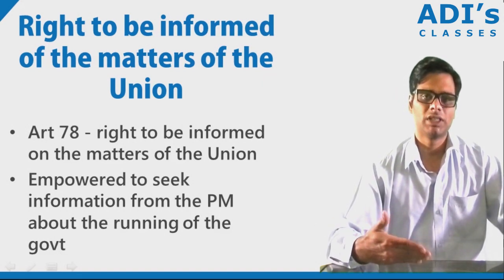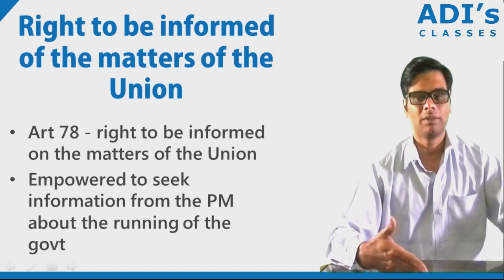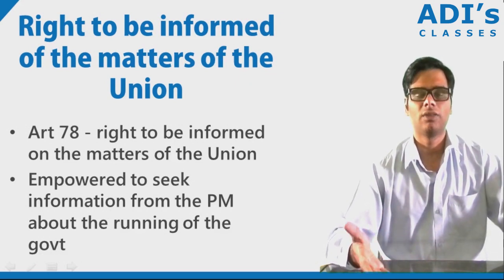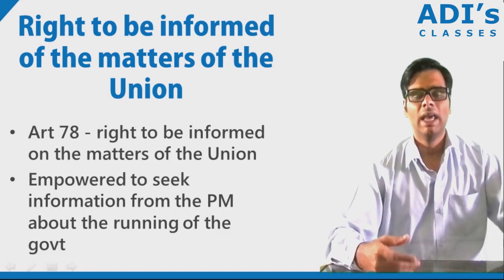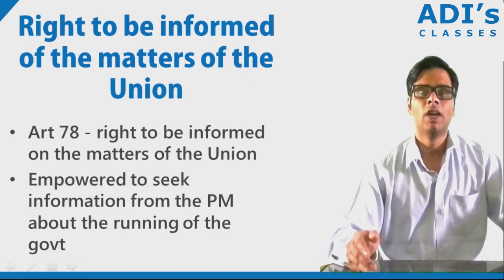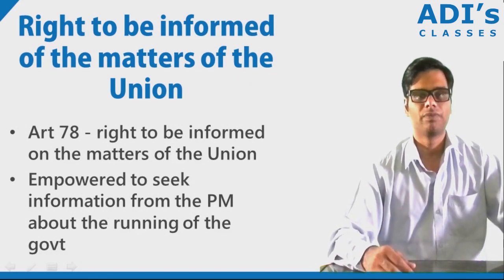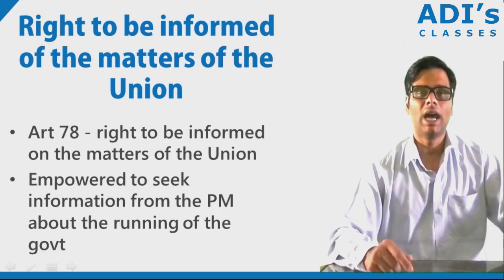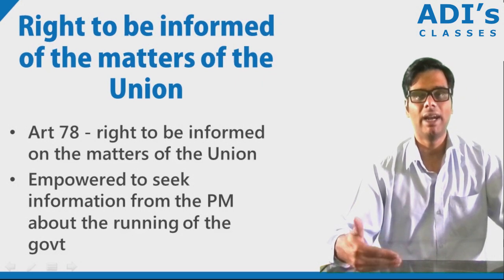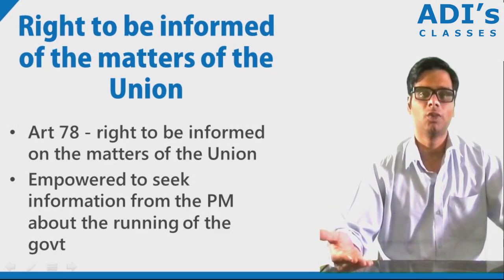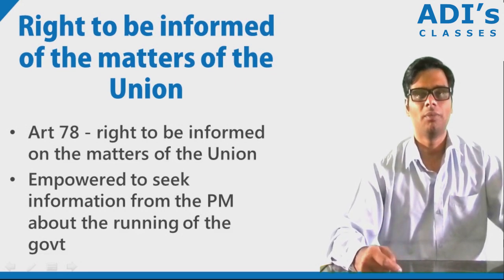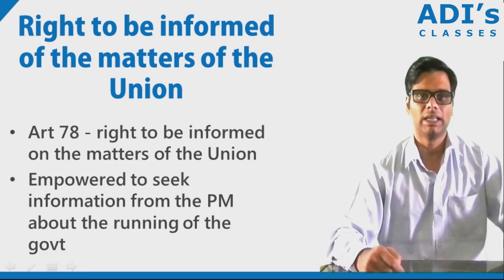However, if such information is not presented to the President by the Council of Ministers, or if the President wants some particular information about the affairs of the Union, he is empowered under Article 78 to ask his Council of Ministers to provide such information to him. This covers both affairs on the administration of the state and the legislative matters that the union government is planning to bring before the parliament. So the president has a right to be informed of the matters of the union under Article 78.